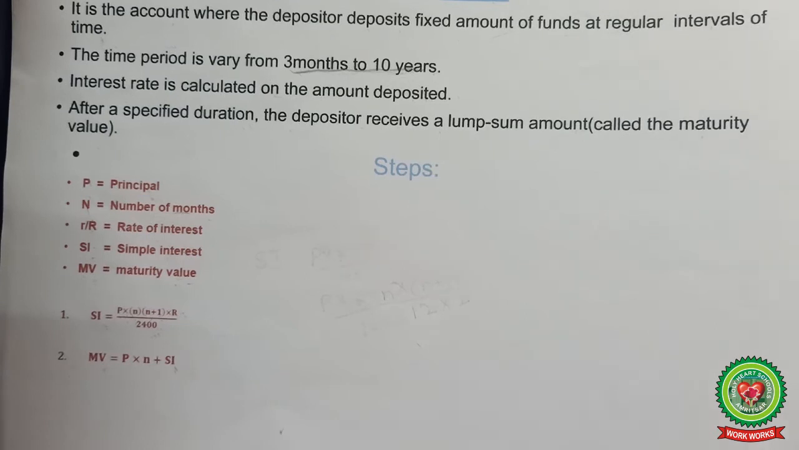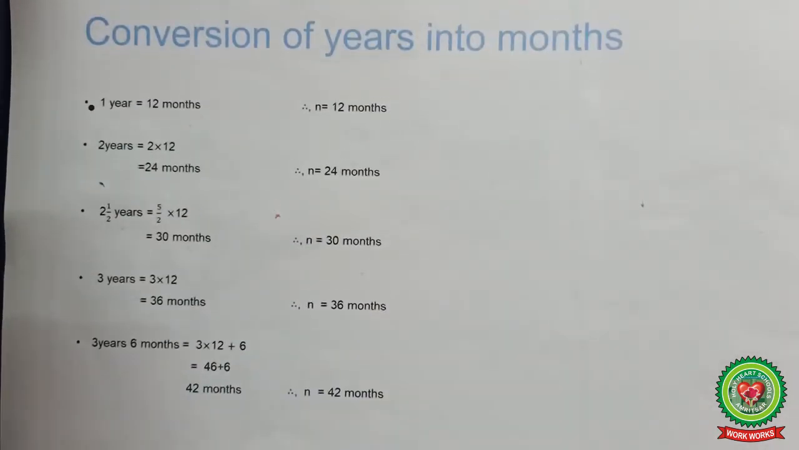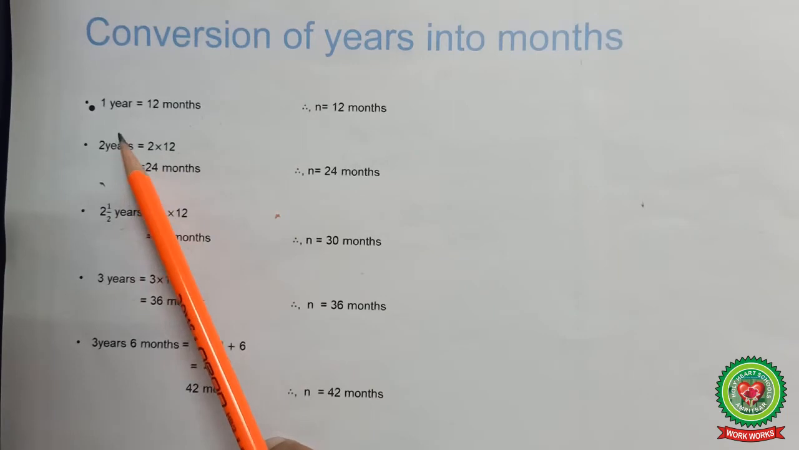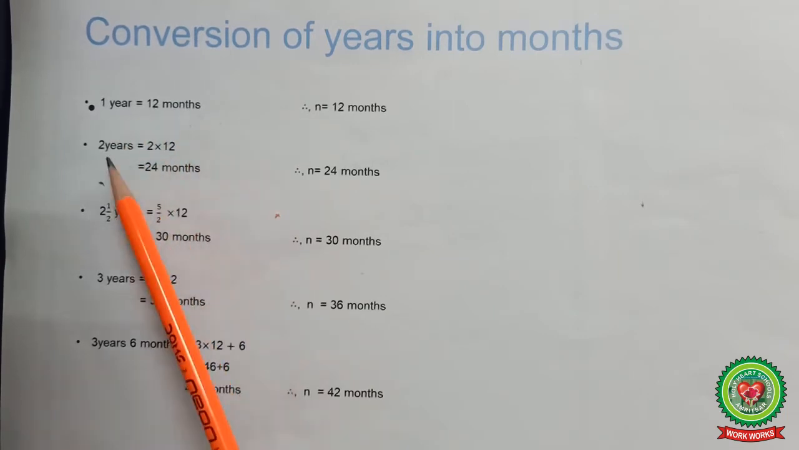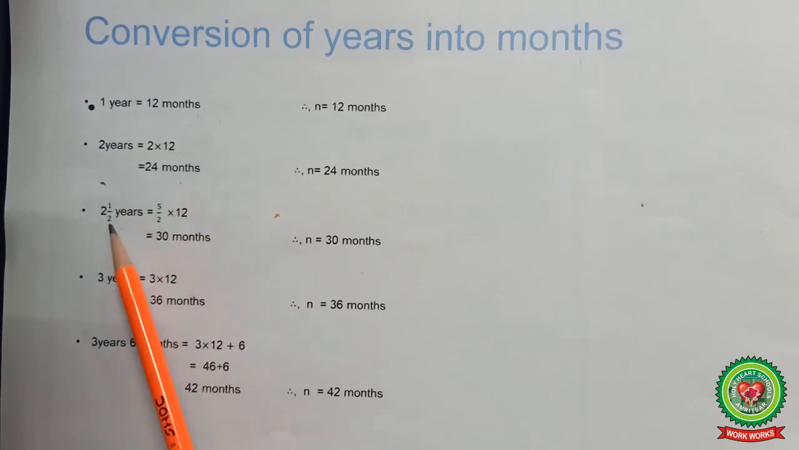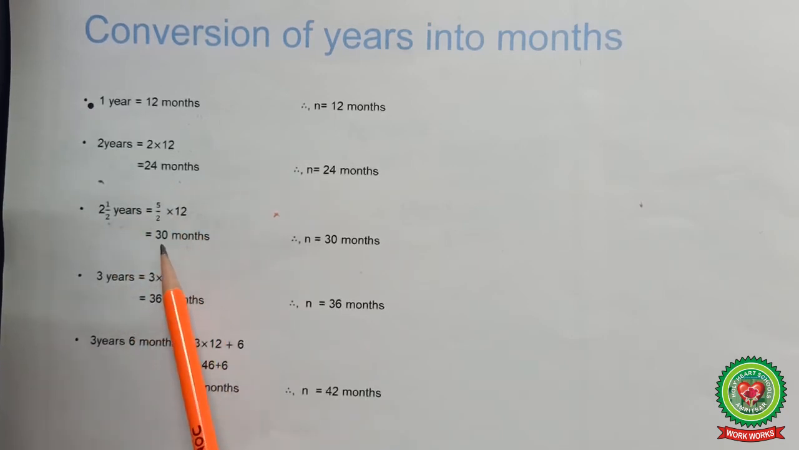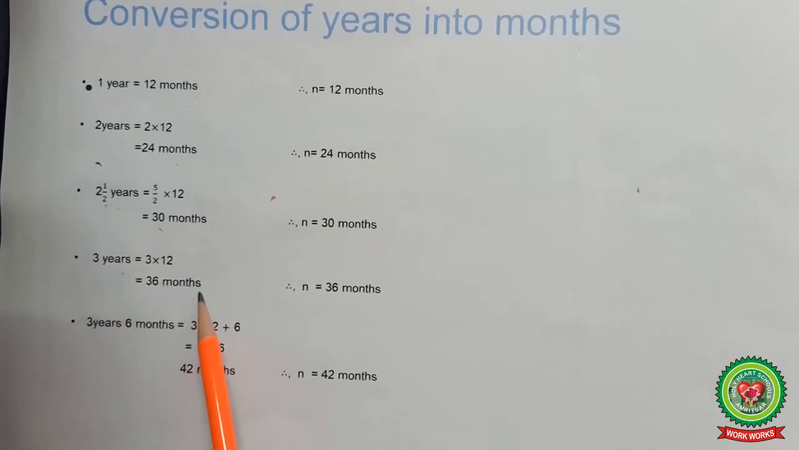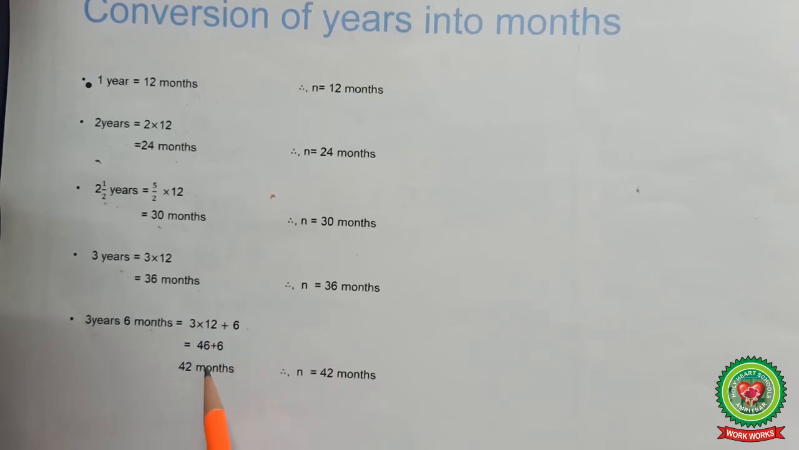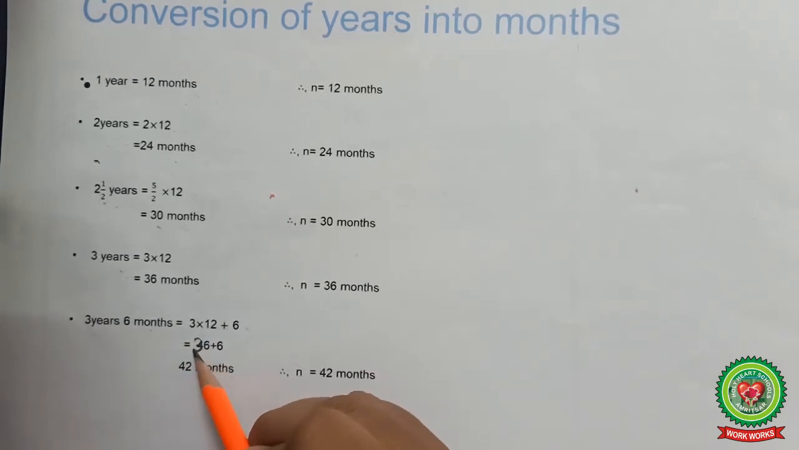As in the recurring deposit account, we are depositing the amount per month, so we should also know how to convert years into months. 1 year equals 12 months. Similarly, 2 years will be 2 into 12, 24 months. 2.5 years is equal to 30 months. 3 years, 36 months. Similarly, 3 years and 6 months is equal to 3 multiplied by 12 plus 6, which is equal to 36 plus 6, which is equal to 42 months.